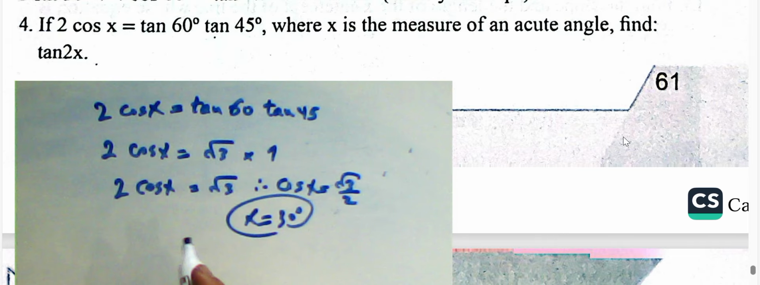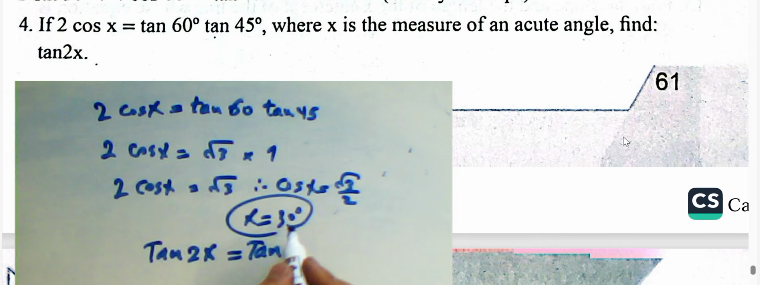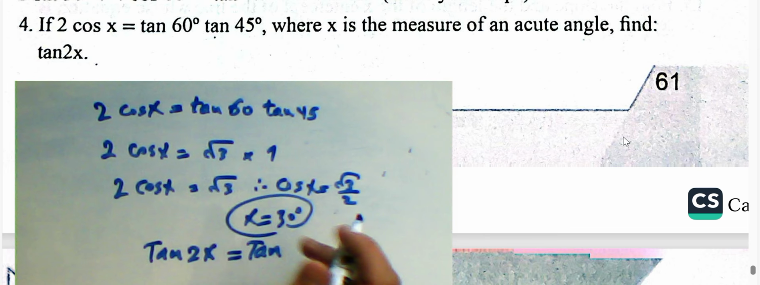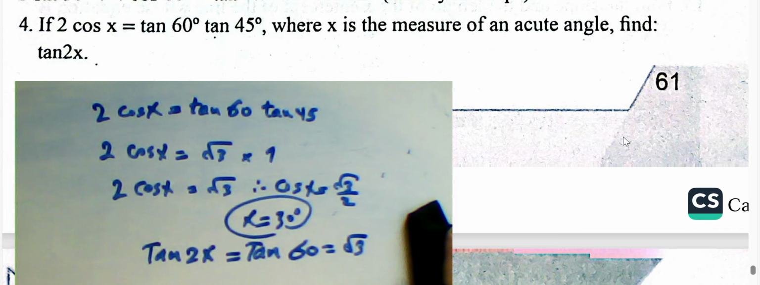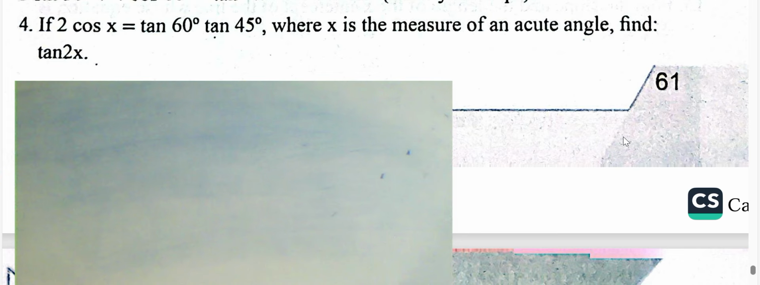Now we can find tan 2x. Tan 2x, 2 times 30 equals 60. Tan 60 equals root 3. Okay. Next question.